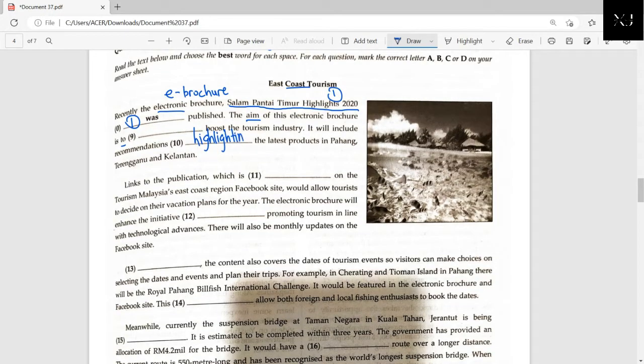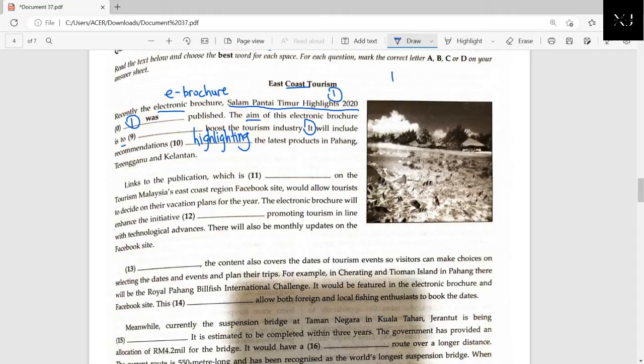Highlighting. Okay, so it will include recommendations, highlighting. So this e-brochure is one thing. So it will include recommendation, highlighting. So we have to use -ing after that. Okay, because the brochure is doing its job. Okay, -ing is doing an action.